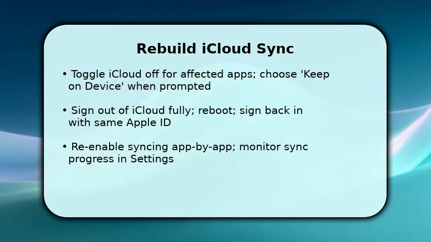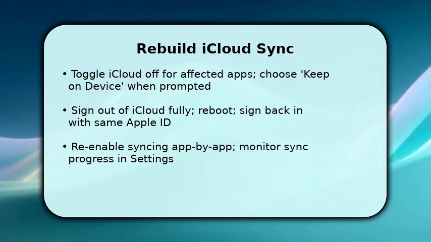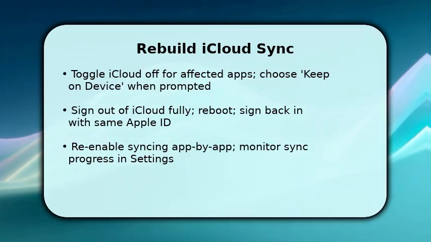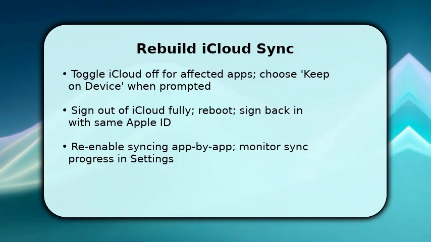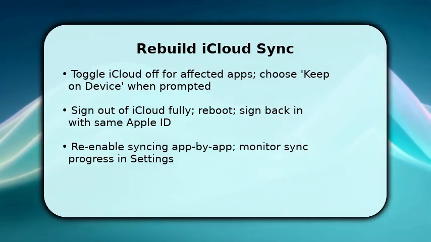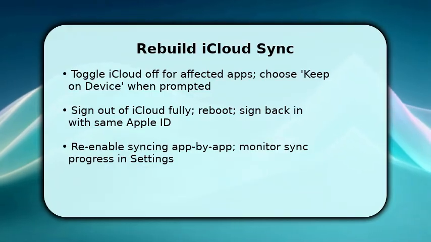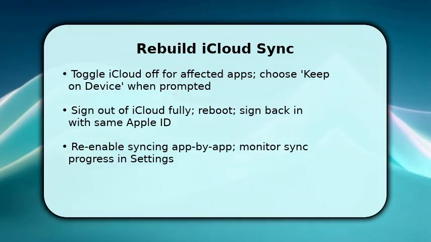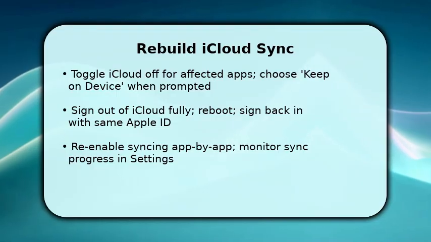mistakes. You now rebuild sync by toggling iCloud off for the problematic data types and choosing to keep a local copy when prompted. This prevents accidental data loss. Then sign out of iCloud completely from settings or system preferences, reboot the device to clear cached tokens, and sign back in with the same Apple ID.